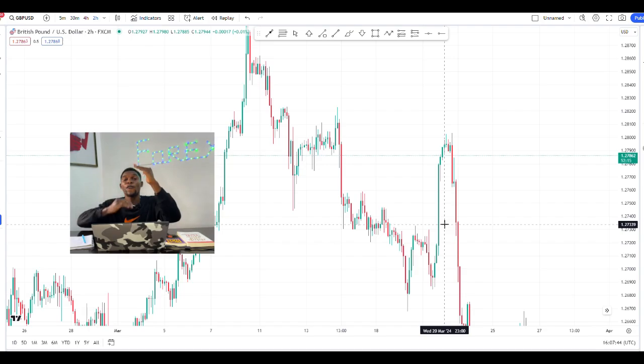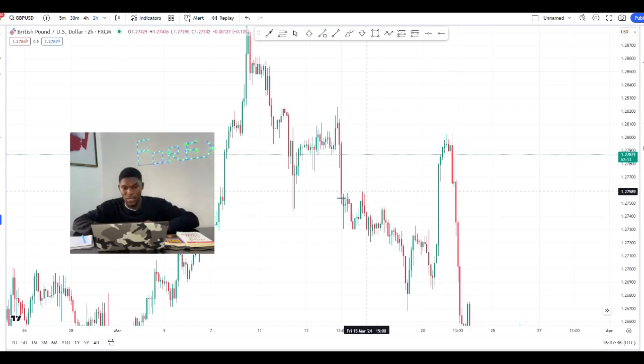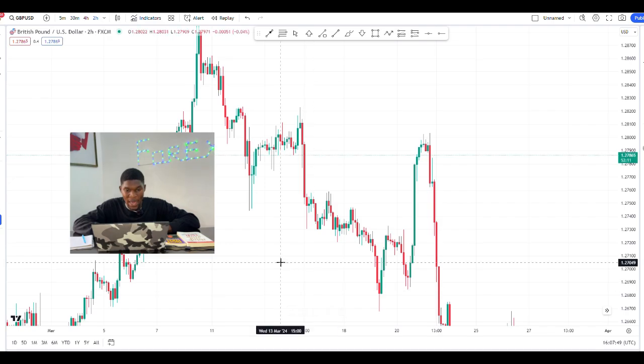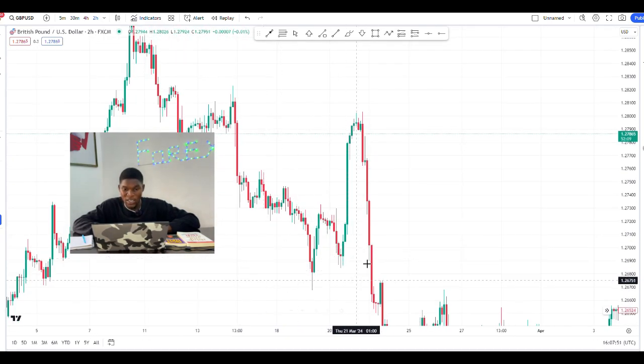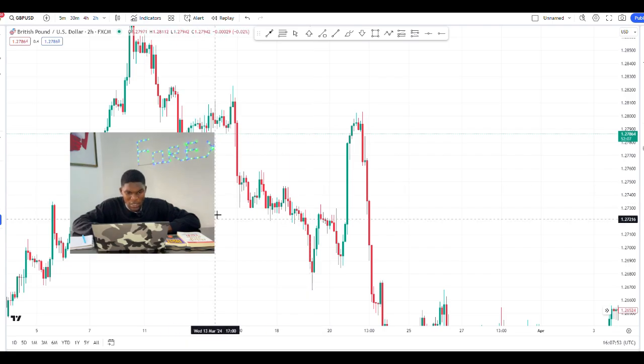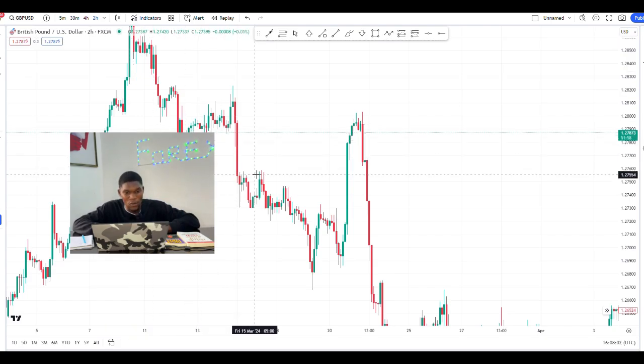Or let us say how full the body of the candle is. Okay, let us say we were trading this pair. You can look at the candles. Even though this is a 2-hour candle, you can see that this candle was actually very full, while even though it's in the 2-hour time frame, some were very little. It shows that the sellers do not have power again in the market.